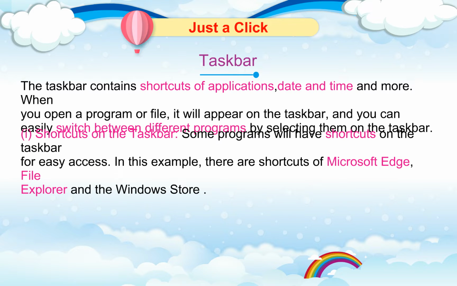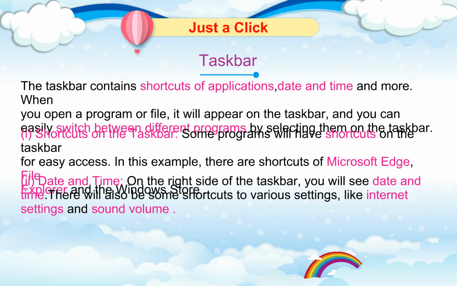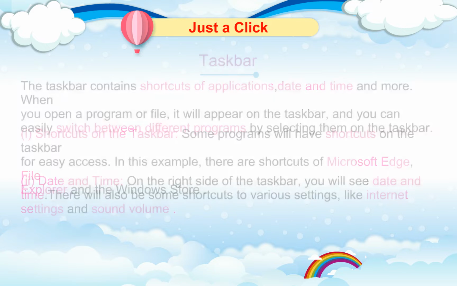Shortcuts on the taskbar. Some programs will have shortcuts on the taskbar for easy access. In this example, there are shortcuts of Microsoft Edge, File Explorer, and the Windows Store. Date and time. On the right side of the taskbar, you will see date and time. There will also be some shortcuts to various settings like internet settings and sound volume.